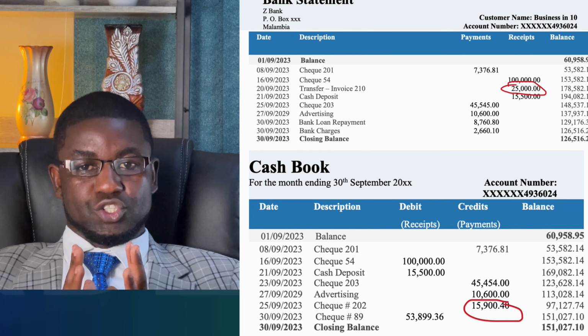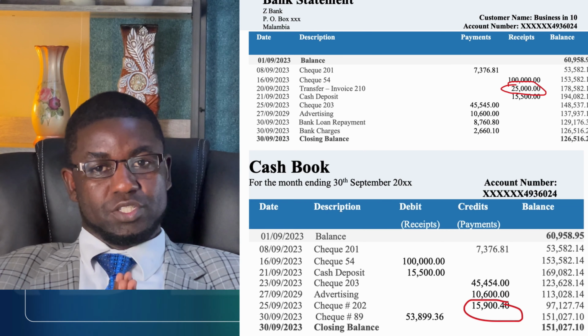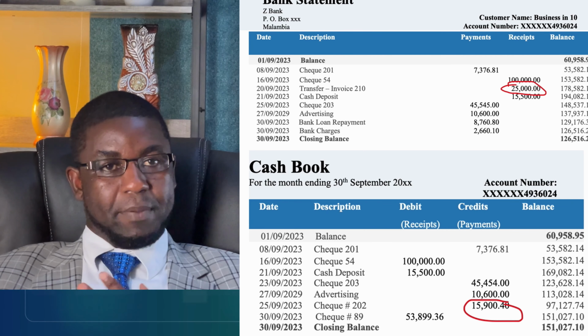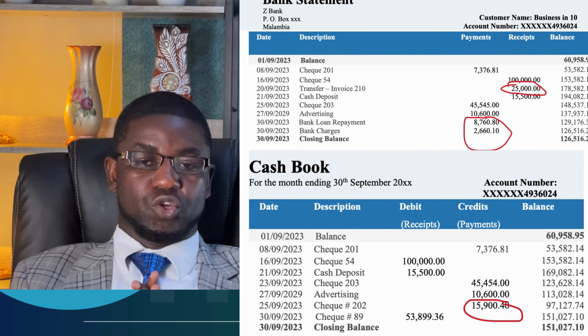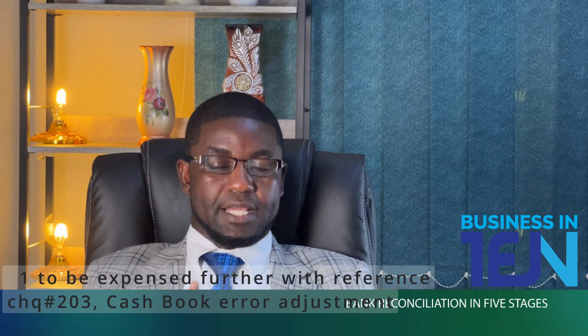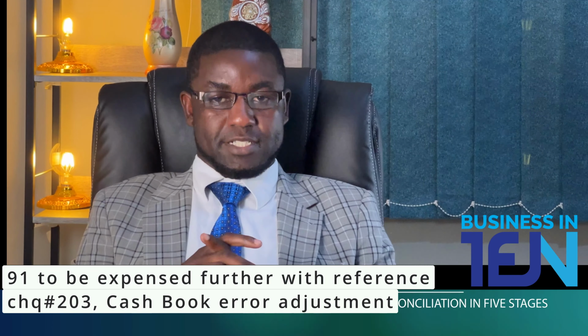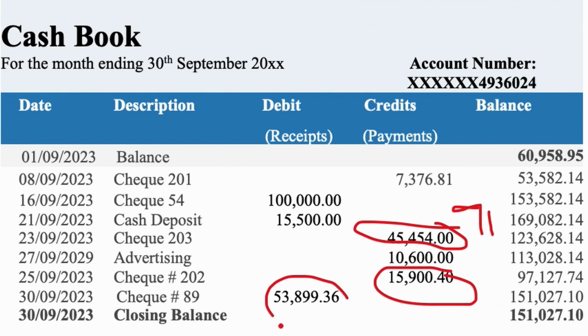Similarly, there are 2 payments that you also need to record: the loan payment and the bank charges. Also, take into account to make a journal entry for the difference arising because of the error of transposition. Now we received an amount equal to 53,899.36, check number 89. That transaction has not yet been credited by the bank. These transactions will be credited in the next reconciliation.